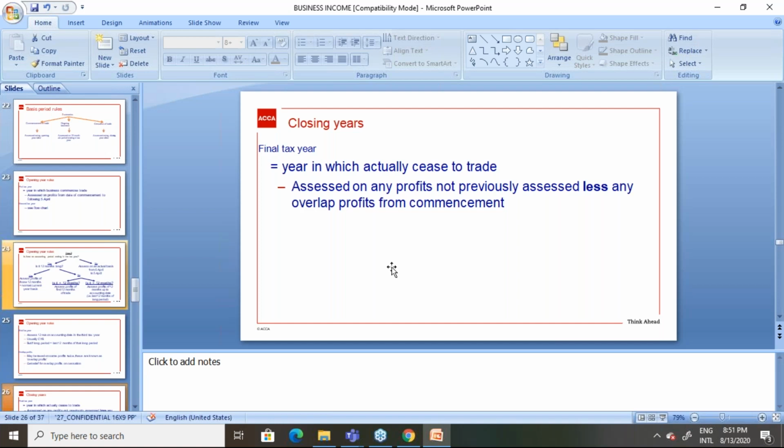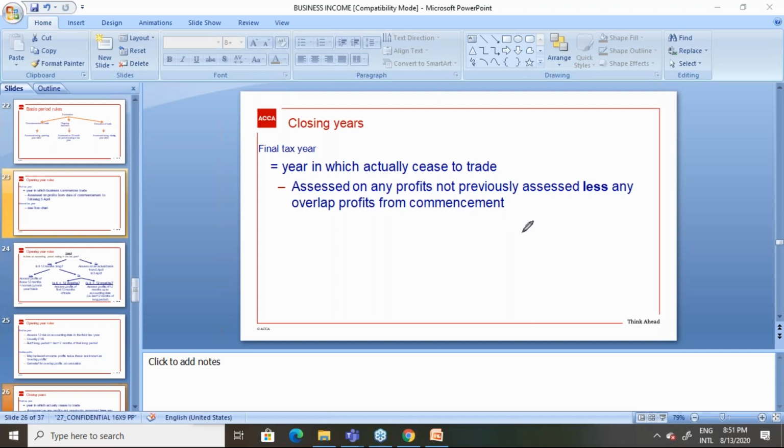What is the profit that must be taxed in the last tax year? That must be taxed in the last tax year. First, you need to find out what is my last tax year. Identify your last tax year.